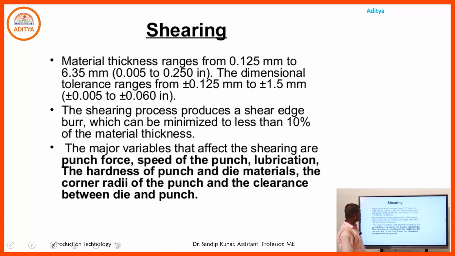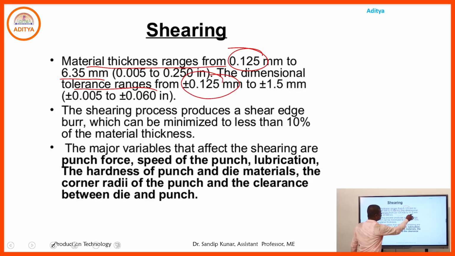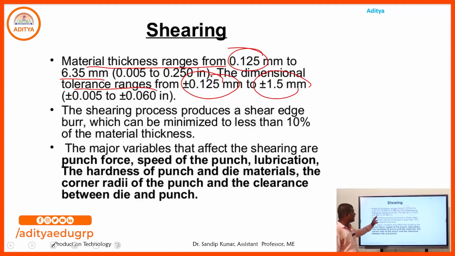In generally shearing operations, the material thickness ranges from 0.125 millimeter to 6.335 millimeter, meaning 0.005 to 0.0250 inches. Up to that thickness we use the shearing operation, and the dimensional tolerance ranges from plus minus 0.125 millimeter to plus minus 1.5 millimeter. The tolerance varies within that range in the shearing operation.